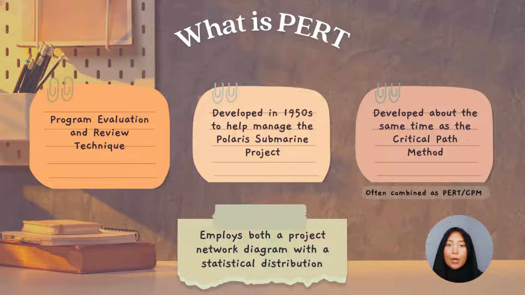So today I would like to talk about PERT. So what exactly is PERT? PERT is the Program Evaluation and Review Technique, and PERT was developed in 1950 to help manage the Polaris submarine project. It was developed about the same time as the critical path method and employed both a project network diagram with a statistical distribution.